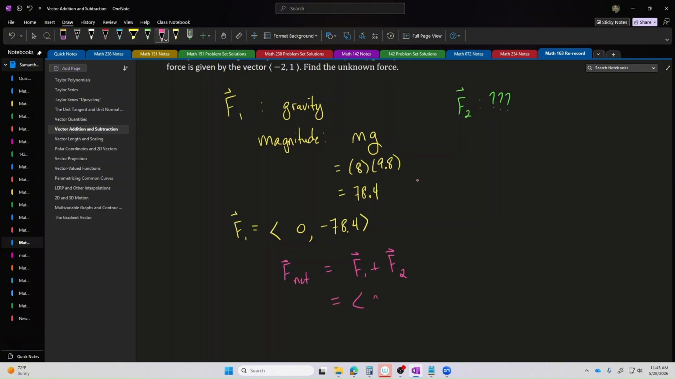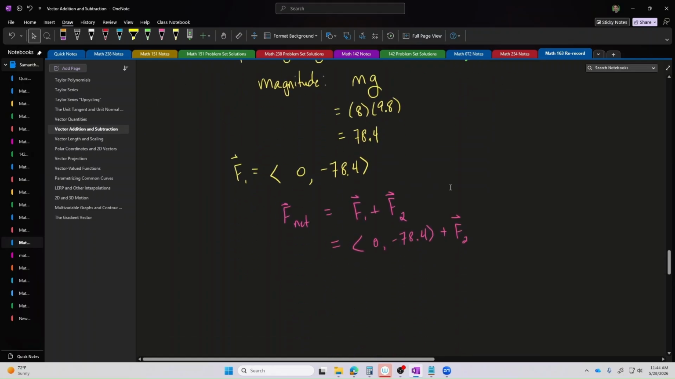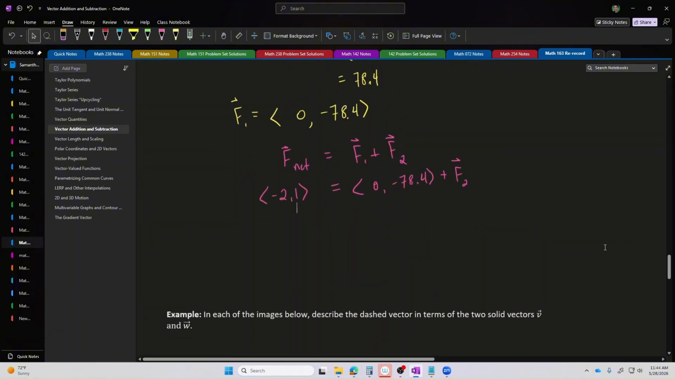So, knowing the force of gravity, we can fill that in. We don't know F2, but we actually are given the net force on the other side of the equation. The net force is given by this vector negative 2, 1. So now we can actually take this vector equation and solve it for F2 by subtracting the force of gravity from both sides.